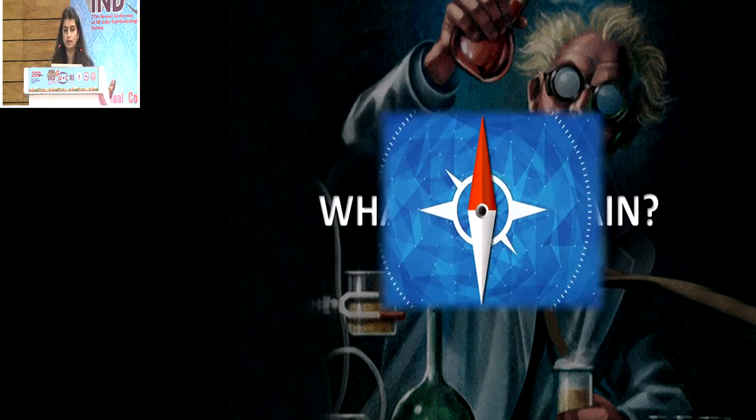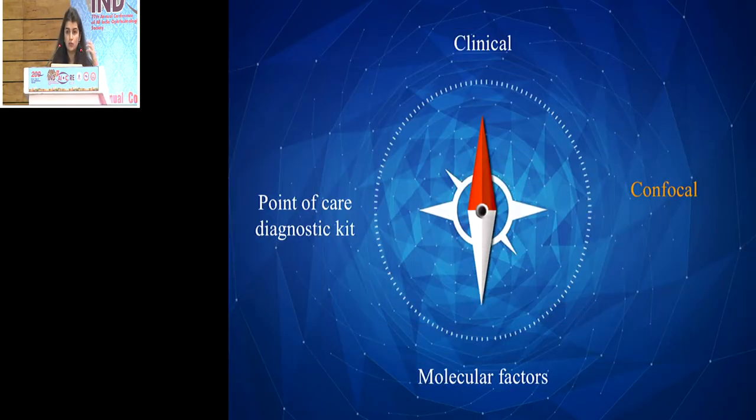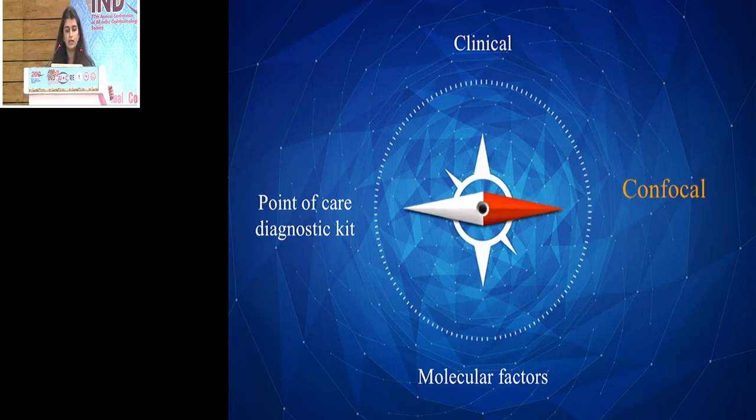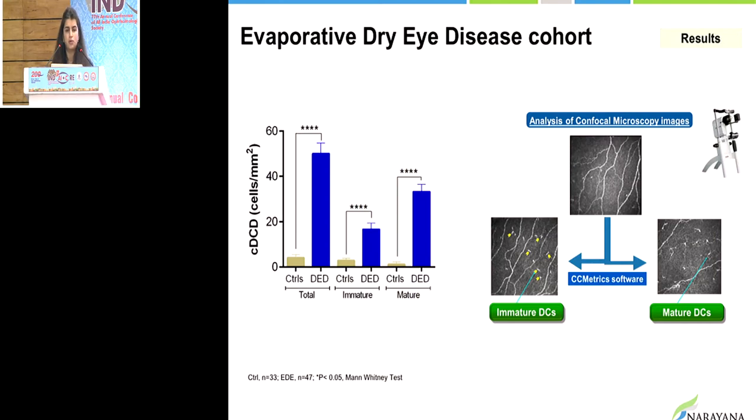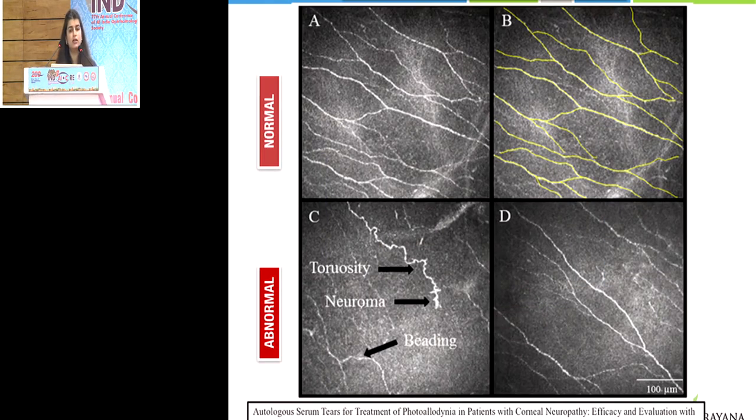We wanted to see what is driving pain in dry eye disease. This will, of course, be covered in more detail by Dr. Rashmi, but just a small preamble to that: in a dry eye disease cohort, we looked at the nerves and saw increased dendritic cells. Now this has been published. There are increased dendritic cells, be it mature or immature.